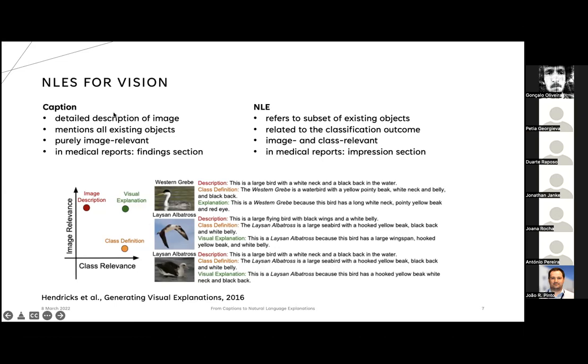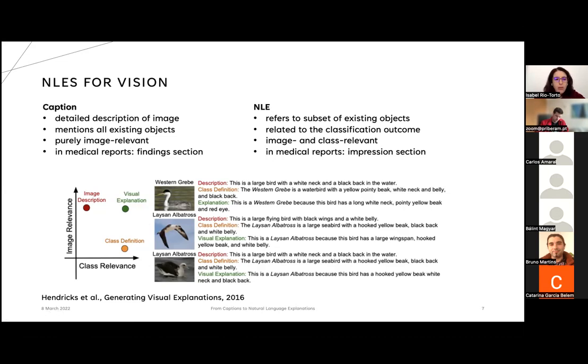So I just wanted to make this clear distinction because, as you will see also during the presentation, I have found that the literature sometimes is not very clear on this distinction. Yeah, so just here an example. This is from the CUB dataset, the Caltech birds dataset, I think. And this dataset has the advantage of having, let's say, everything. So the description, the caption, the class definition, so a sentence that describes the class, and then the explanation.